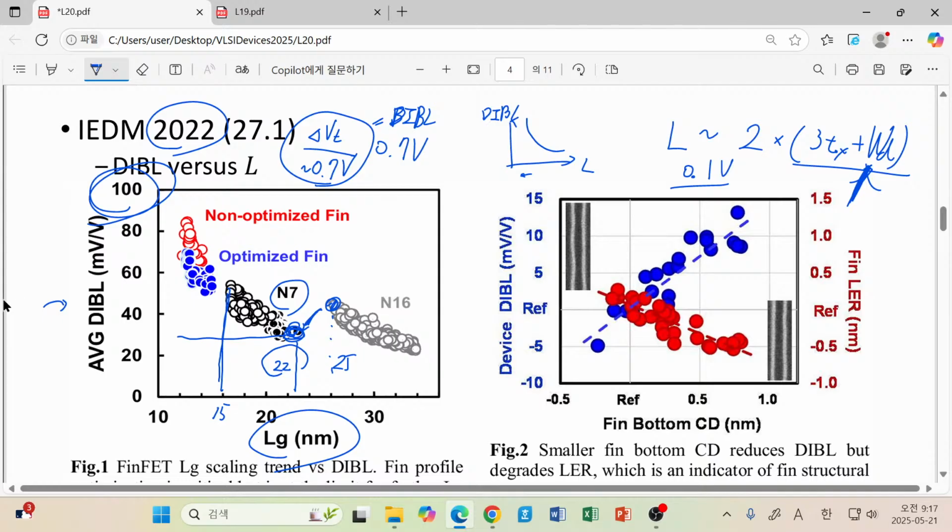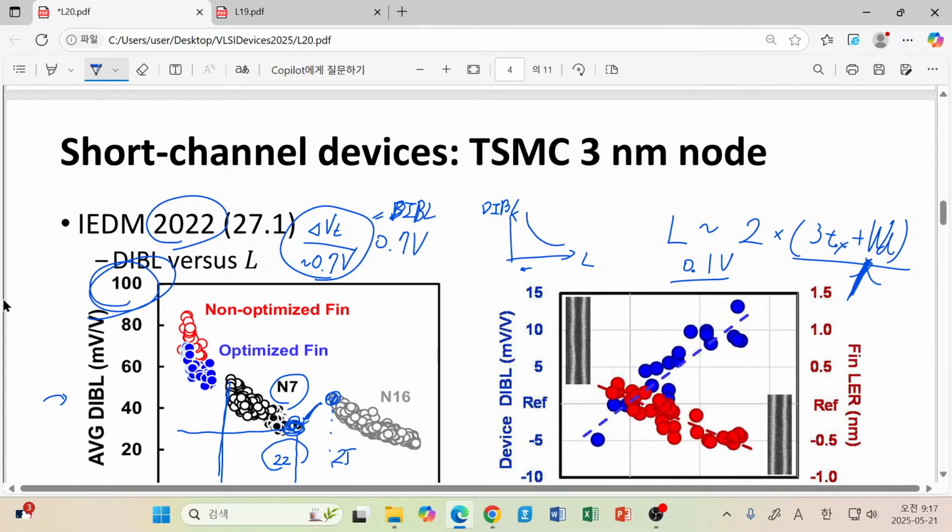And where are we now? As of 2025, we are in the era of the 2 nanometer node, because there is a time difference between 2022 and 2025. They are fabricating the 2 nanometer node now, and the 3 nanometer node is the last FinFET node. Down to the 3 nanometer node, they fabricate FinFETs. After that, they move to a different architecture. We will talk about it in this lecture.